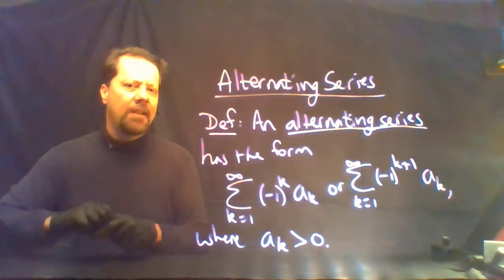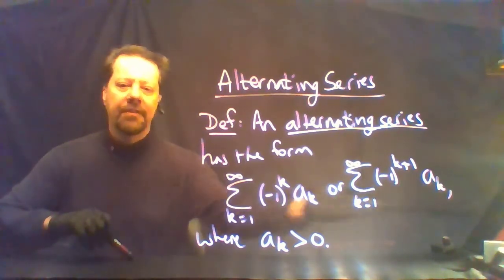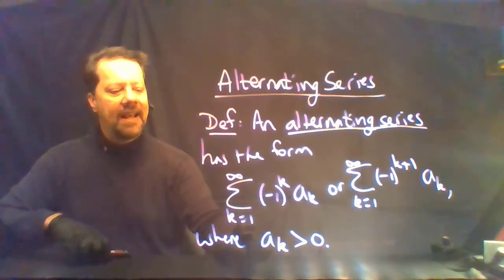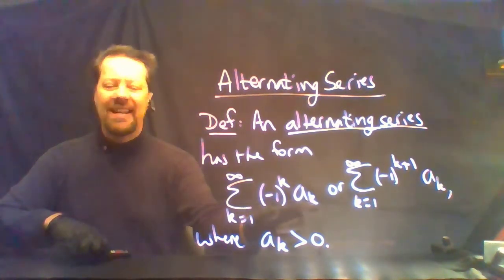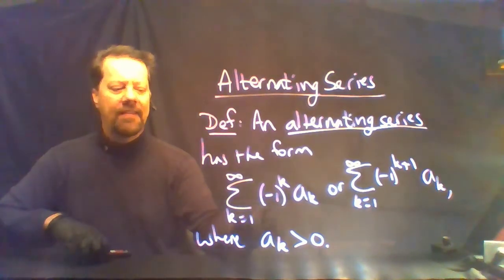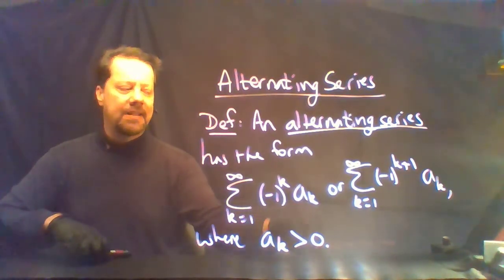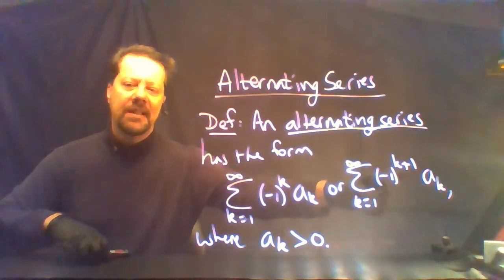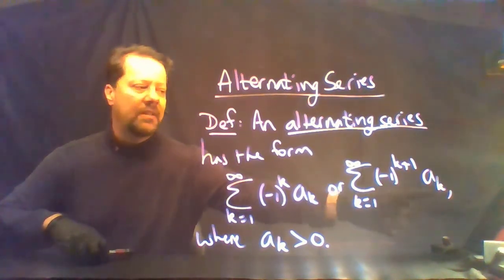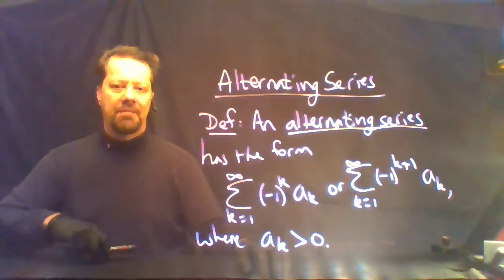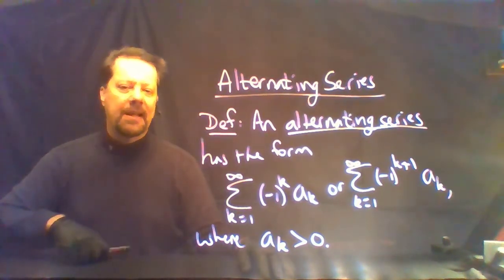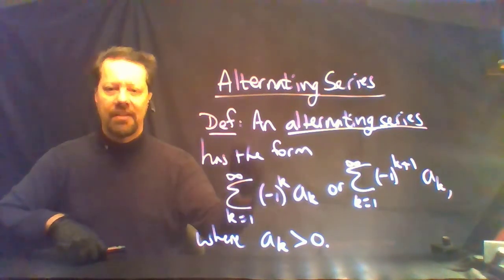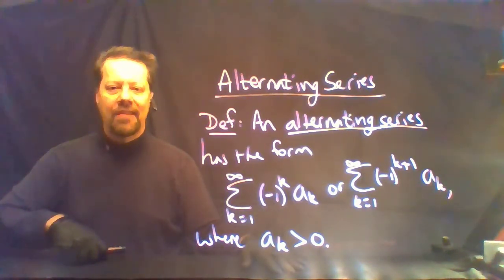What is the explanation for needing one of two different forms? The answer is, in this first instance, when k is equal to 1, we end up with a negative first term. And then the next term is positive and negative and positive and so on. In the other form, when k is equal to 1, because the exponent ends up being 2, we have a positive first term. It doesn't matter whether you start with a positive or with a negative first term. What matters is that the signs change between positive and negative as you go down the line.